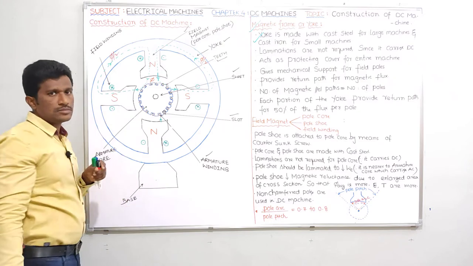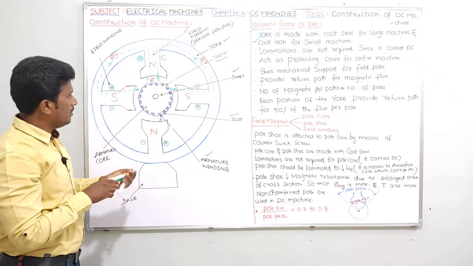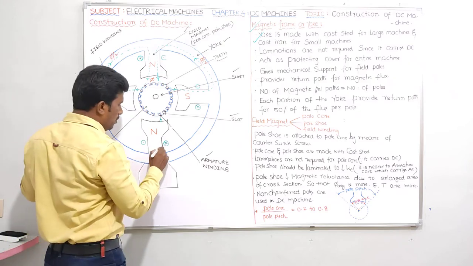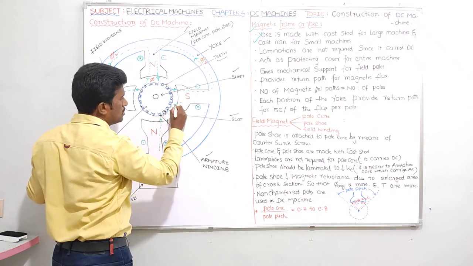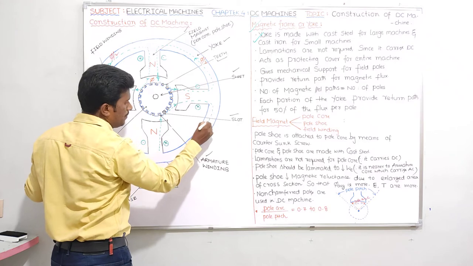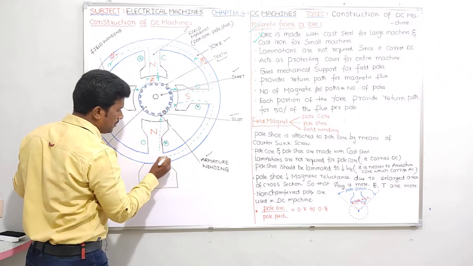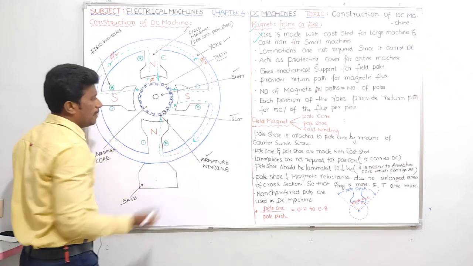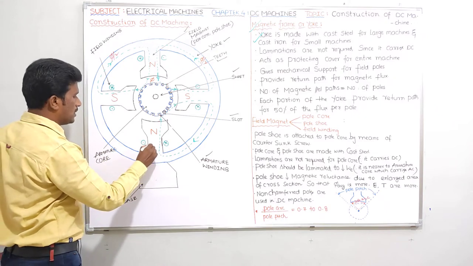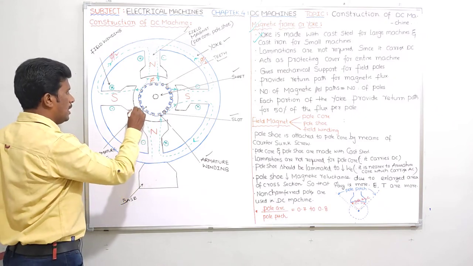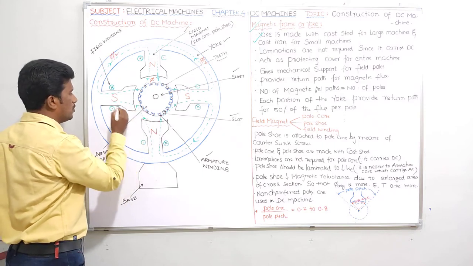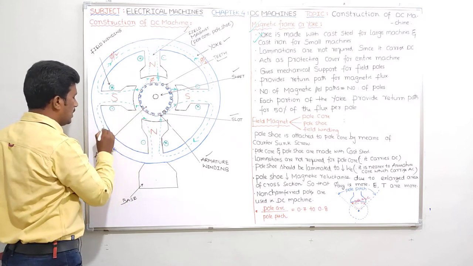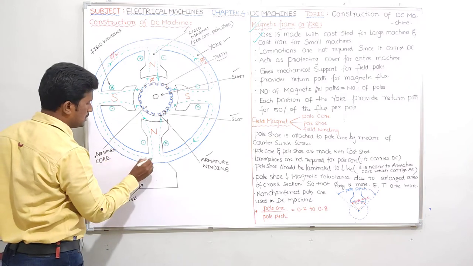Very simple. Similarly, let me complete the remaining portion also, guys. From the north pole, as I said, flux lines will start like this. It reaches the south pole surface. It takes a turn path like this. It takes a turn path like this. Is it clear? Similarly, from this north pole, flux lines are going, and the flux line starts from the north pole surface, reaches the south pole surface, and takes a turn path like this.